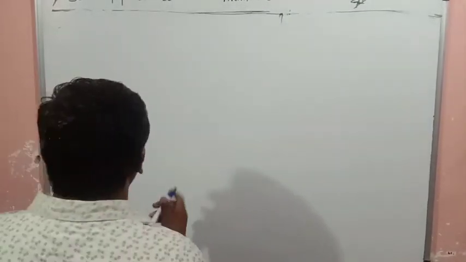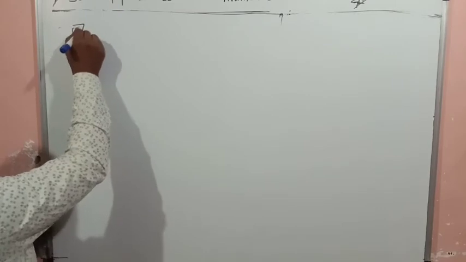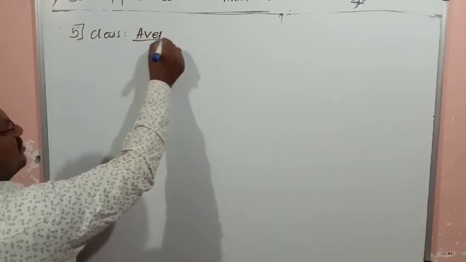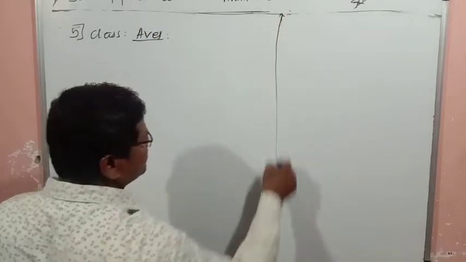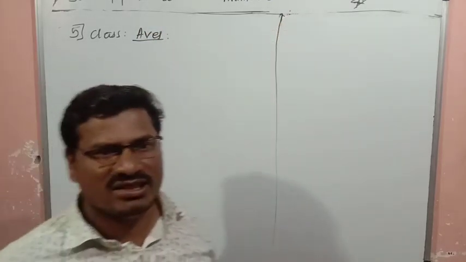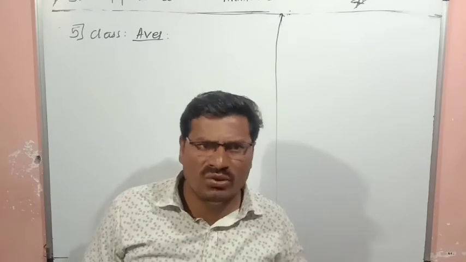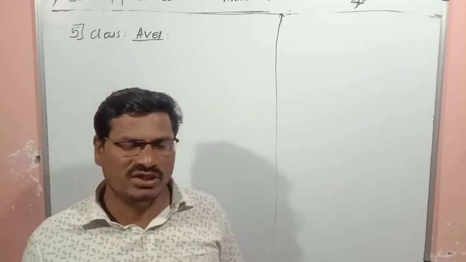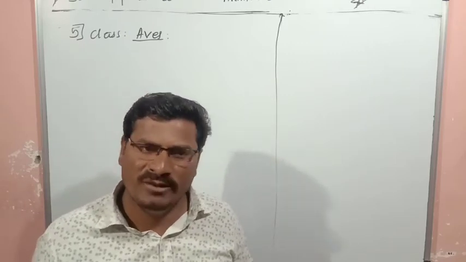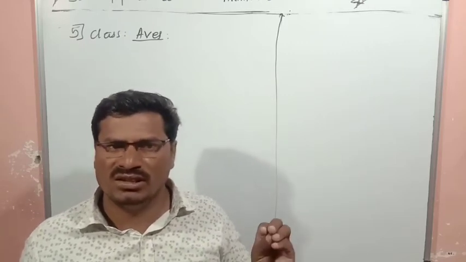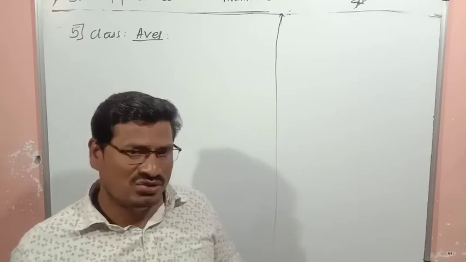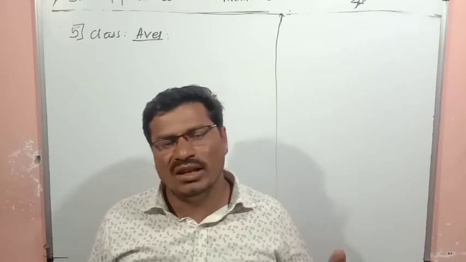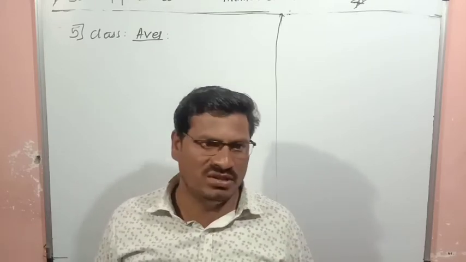Fifth class is Aves. So which animals come under Aves, and what are their characteristics, we'll see. First thing is that Aves are completely adapted for aerial life. Second thing is that these are warm-blooded animals, so we say homeotherms. That is, they can maintain their body temperature constant.